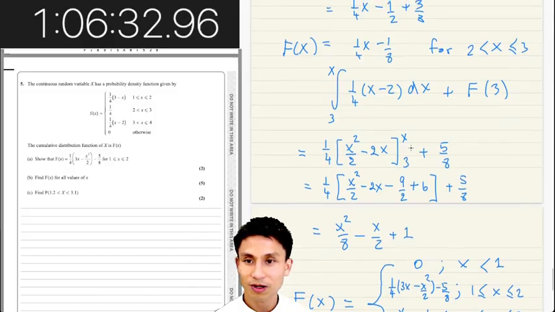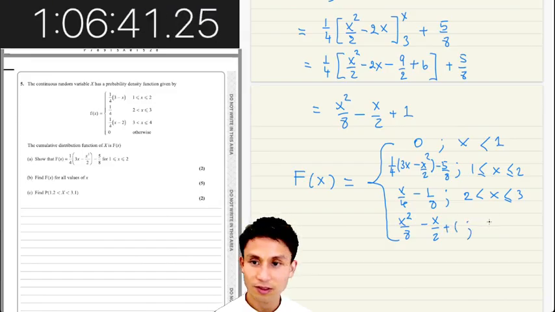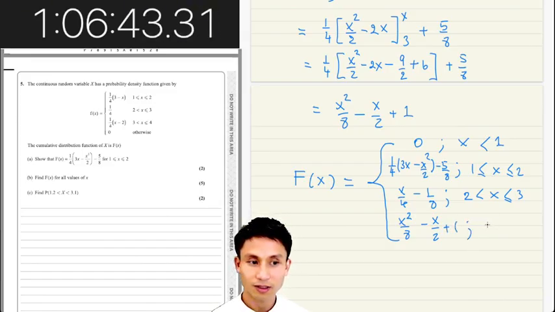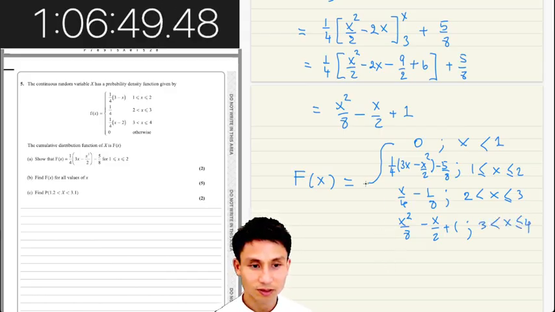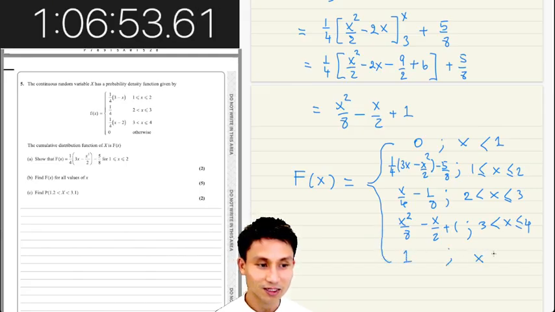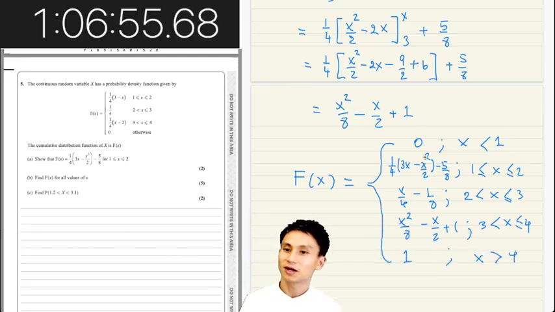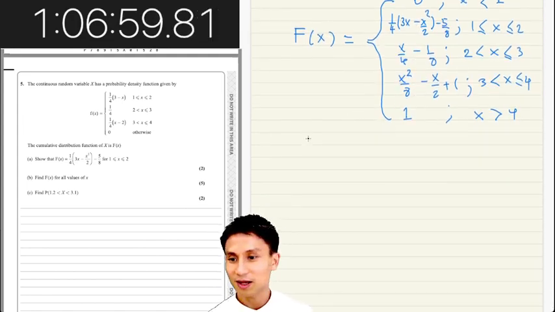And then the last part is this guy, yeah? And that is just 3 less than x less than or equal to 4. I'm just stuck a bit because I'm out of space. That should be a 1 here as well. And that is x greater than 4. Alrighty. So that is our cumulative distribution function.